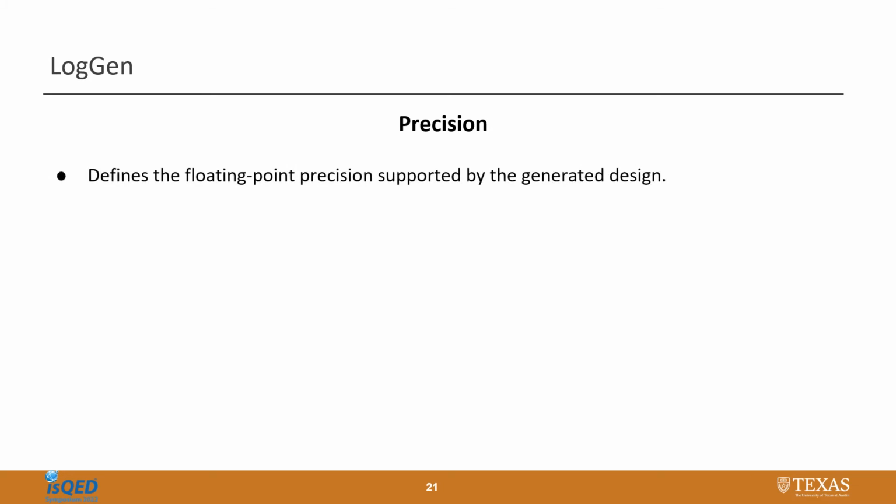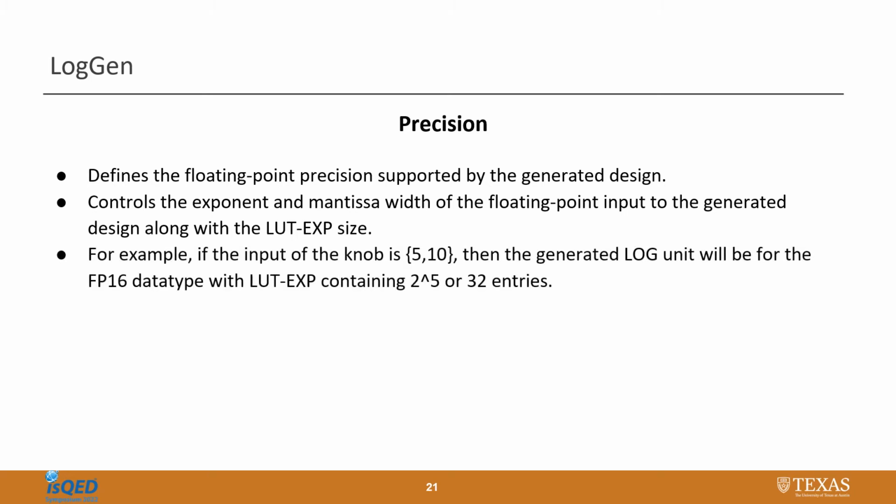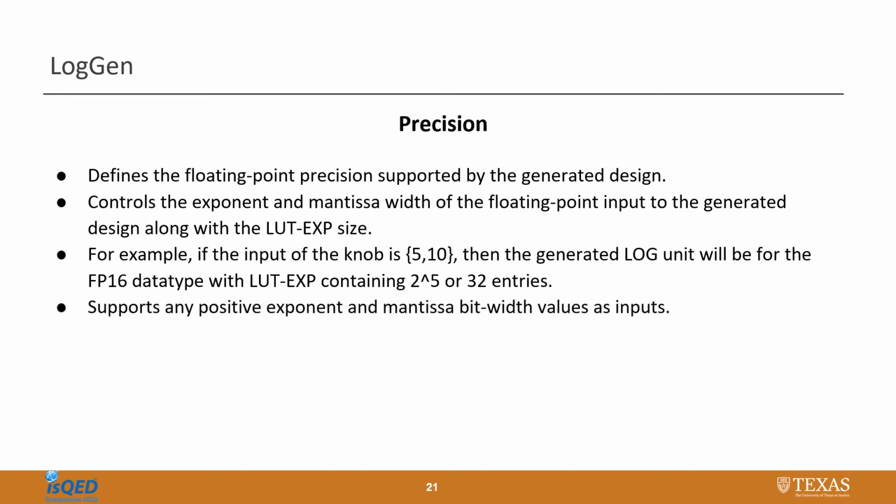The precision knob defines the floating point data type supported by the generated design. Essentially, what this means is that using this knob, the user can input the exponent and mantissa widths of the floating point data type that they require. For example, if the input of the knob is 5 and 10, then the generated log unit will be for half precision data type. This knob only supports positive values as inputs.